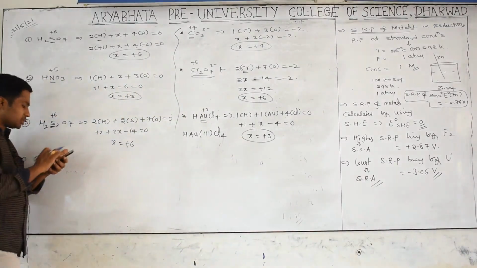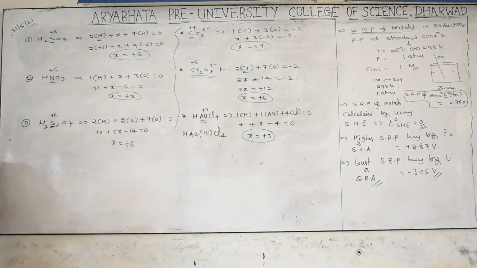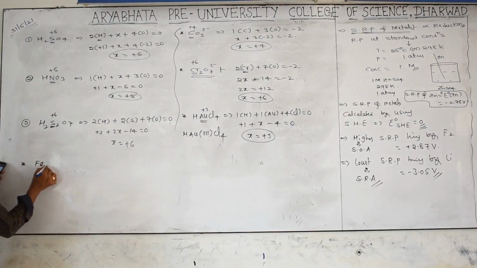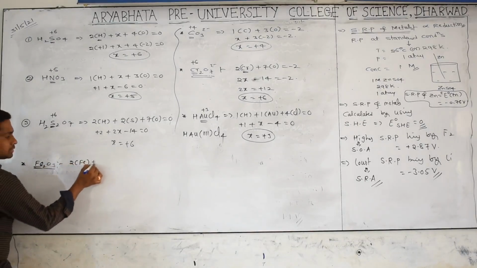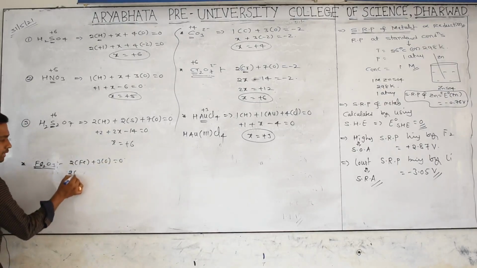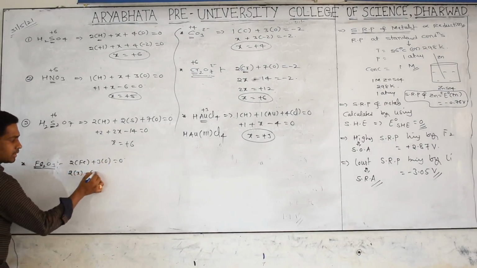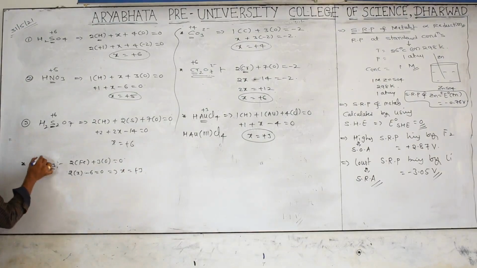I will tell you some other species for understanding. You see carefully. For example, Fe2O3. You have to express this oxidation number in stock notation. 2 irons plus 3 oxygens is equal to 0. Write down 2x, 3 times -2 is -6, equals 0. Then x is equal to +3. Iron oxidation number is +3.